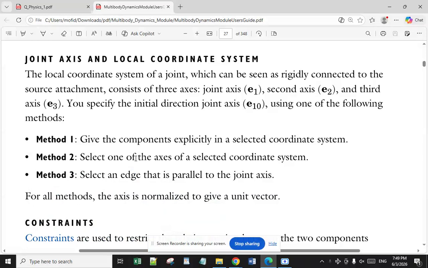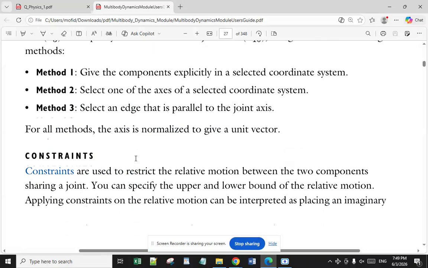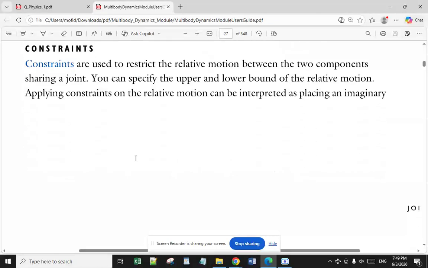We specify the initial direction of joint axis e1 using one of the following methods. Method 1 gives a component explicitly in a selected coordinate system. Method 2, select one of the axes of the selected coordinate system. Method 3, select an edge that is parallel to the joint axis. For all methods, the axis is normalized to give a unit vector.